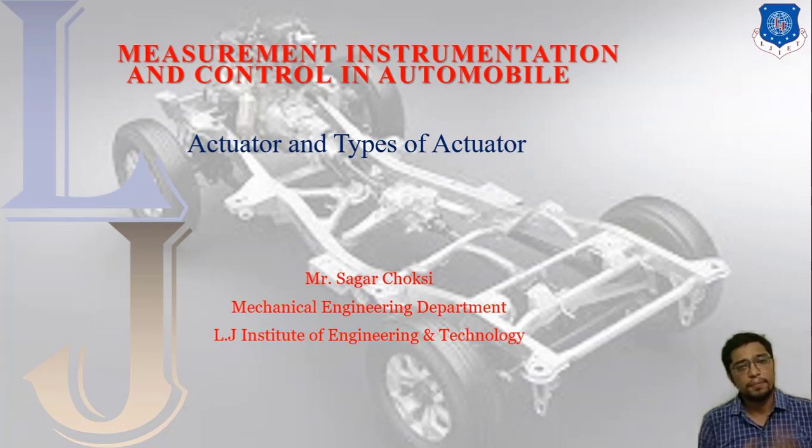So in the previous session, we started a new chapter related to sensors and different types of sensors. In today's session, we are going to discuss a new concept related to actuators and types of actuators. This is the fourth chapter of measurement, instrumentation and control in automobile.